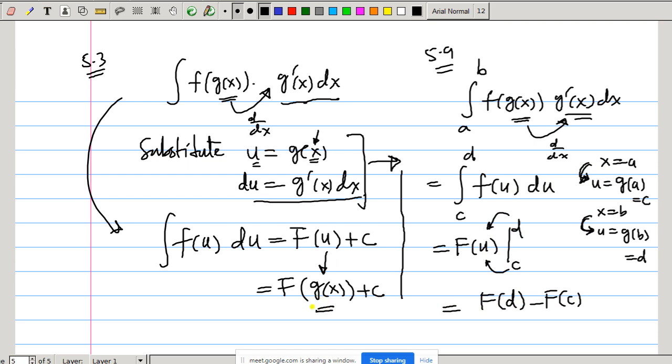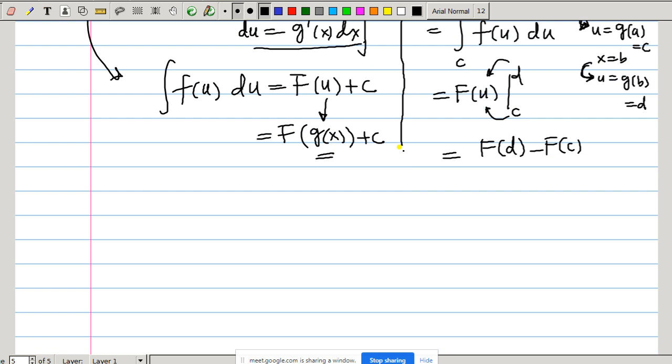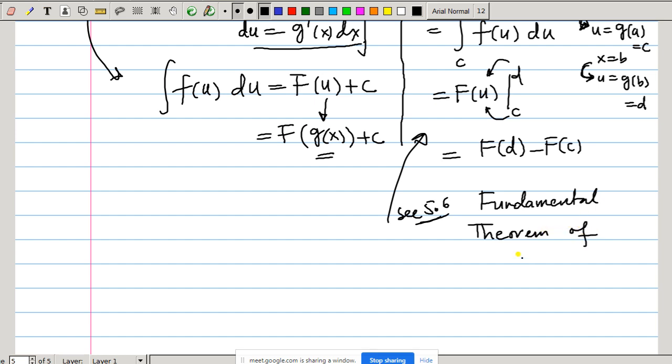Here you see, at the end I give the final answer in 6. So I will do something. How we got this one? This is section 5.6, fundamental theorem of calculus. So I will do some problems after that. Fundamental theorem of calculus. What is that?